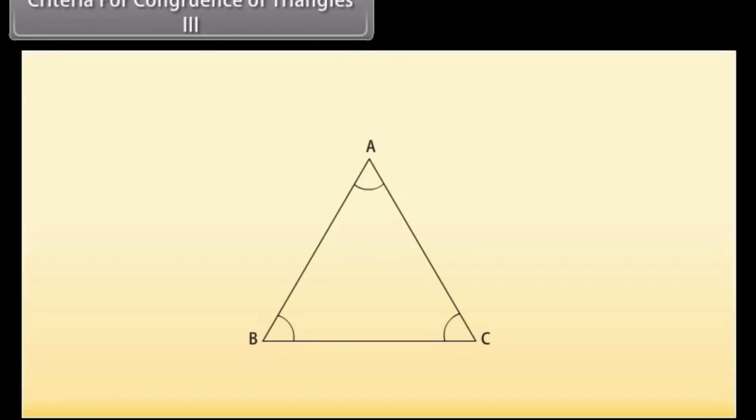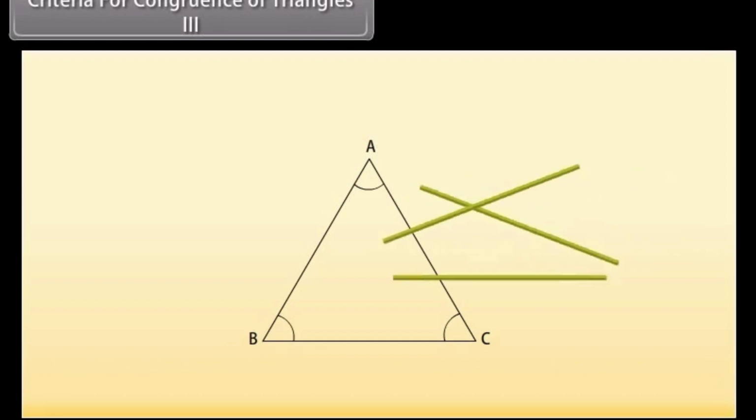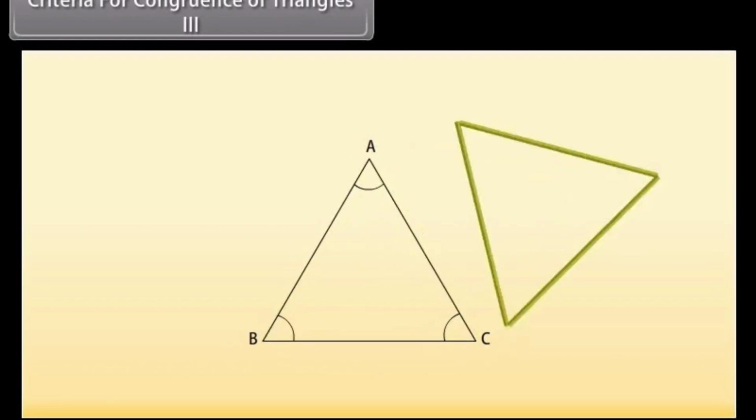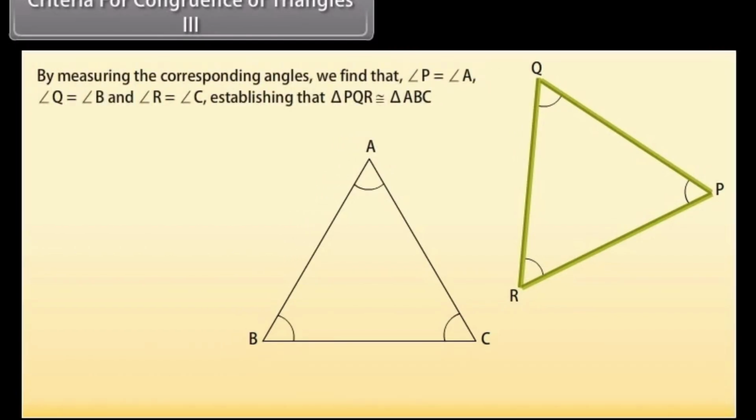Criteria for congruence of triangles 3. In order to explore another criterion, we again take a triangle ABC. Now take 3 thin sticks equal in length to sides AB, BC and CA of triangle ABC. Place them in any order to form triangle PQR near the triangle ABC. By measuring the corresponding angles, we find that angle P is equal to angle A, angle Q is equal to angle B, angle R is equal to angle C, establishing that triangle PQR is congruent to triangle ABC.